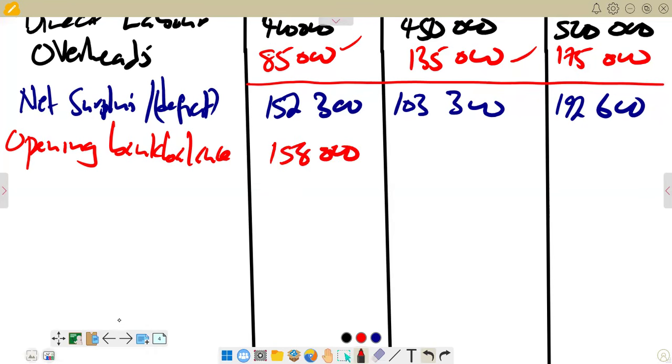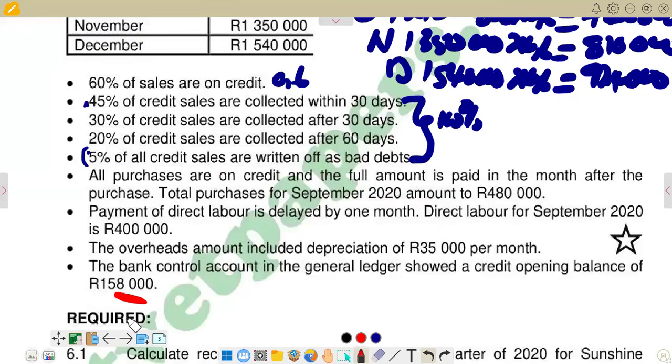Let's try to see what this bank balance is saying. The bank control account in the general ledger shows the credit opening balance. We see now it's a credit opening balance. So remember, in the bank account, when it's a debit balance, it's supposed to be shown as a positive figure. But when it's a credit, we show it as a negative figure, because when it's a credit, it means it's a bank overdraft and it's a negative balance. So this one is a credit, which means we're going to show it as a negative.